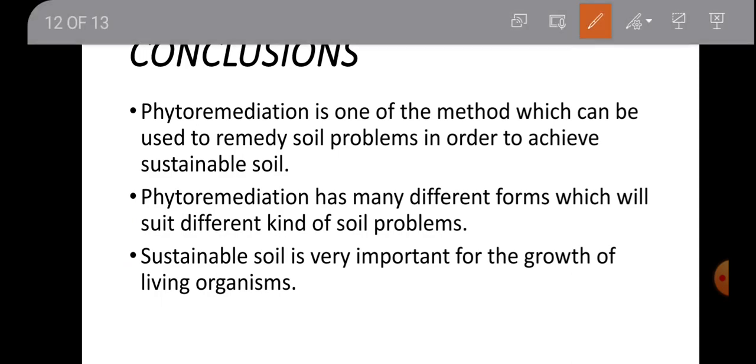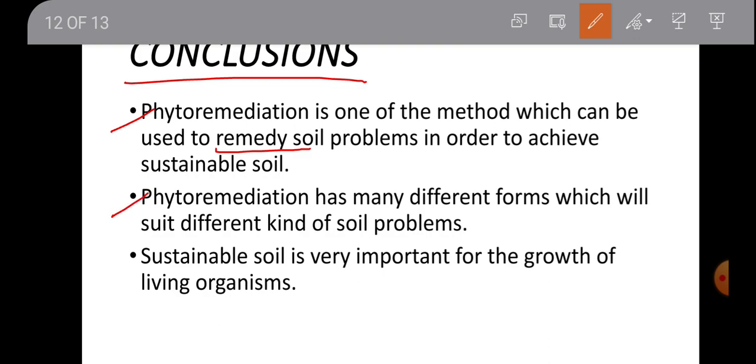So by this we can conclude about phytoremediation. There are some conclusions. First, phytoremediation is one of the methods which can be used to remedy soil problems in order to achieve sustainable soil. Remedy means to treat or cure the soil problem in order to achieve suitable or sustainable soil.